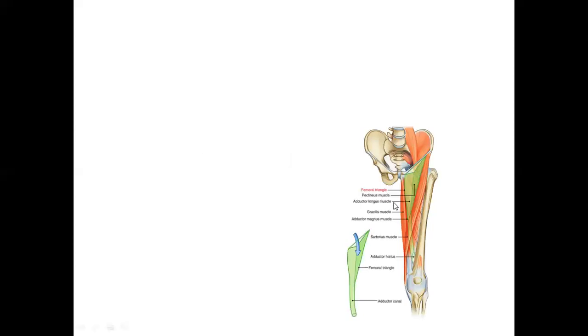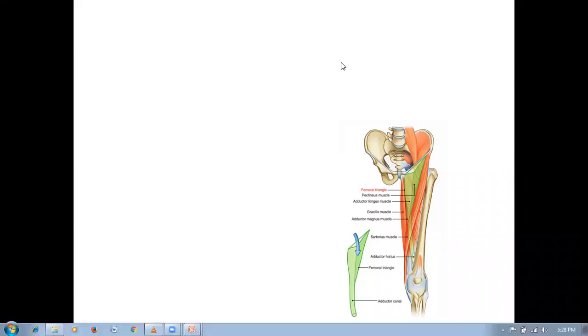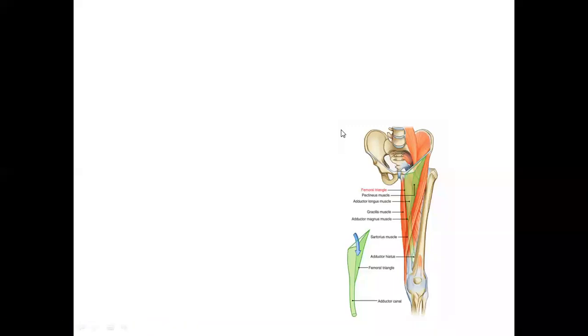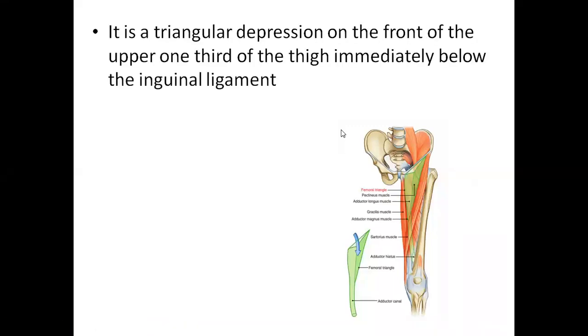In this area, we can see a small triangular depression here, and that's called femoral triangle, which is a space between the muscles and inguinal ligament. Inguinal ligament is a ligament which is connecting anterior superior iliac spine to pubic tubercle. So it's a triangular depression which is seen on the front of the upper 1/3 of the thigh, immediately below the inguinal ligament. So this area is seen below the inguinal ligament.